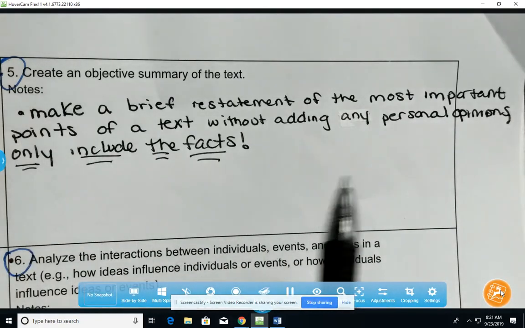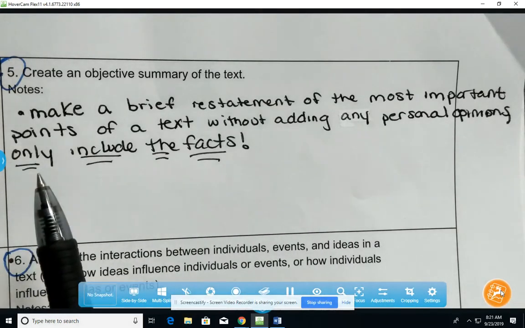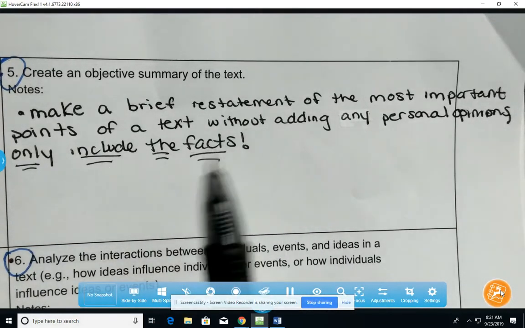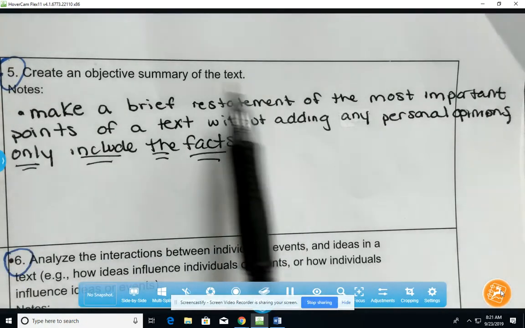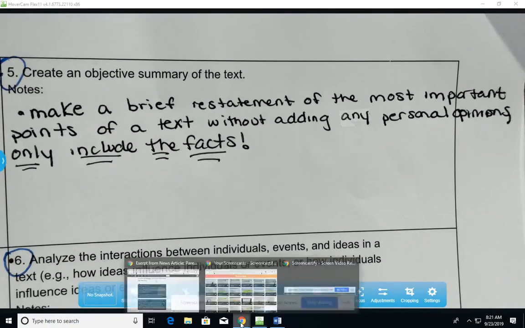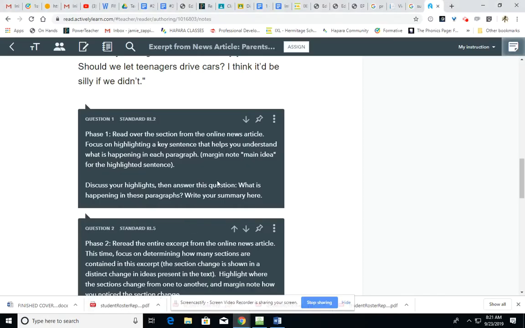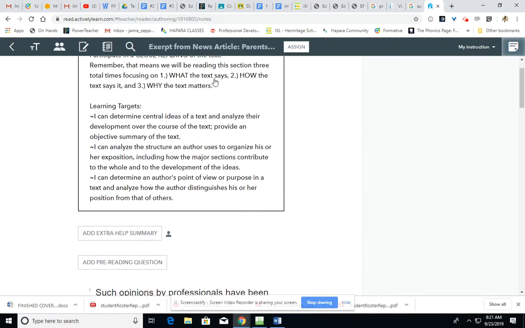When we look at objective summaries of fiction, of nonfiction, of informative text, we only include the facts from the piece in that. If there are personal opinions mentioned, then it's not going to be a valid objective summary of the text. So that's the first reading, to create an objective summary of the text, to reread for understanding, to understand what the text says. After we do that, we will reread the text for our second phase. Our second phase is how the text says it.